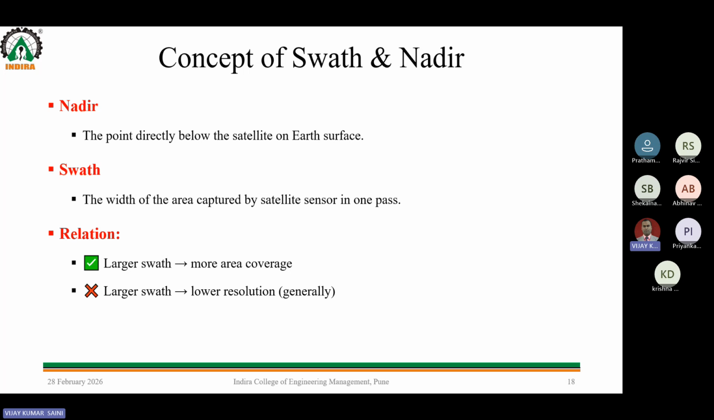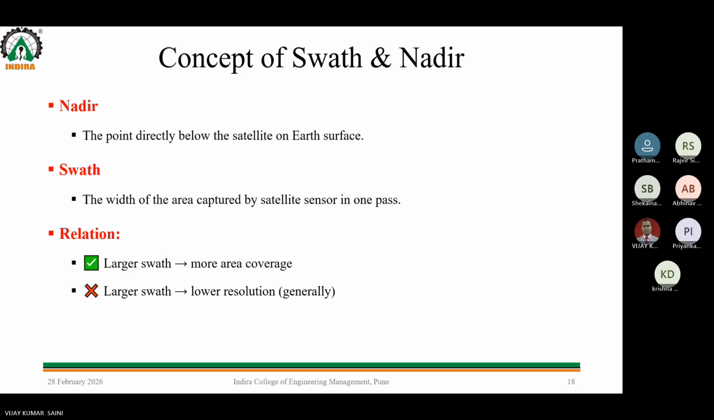Basically, I have put up an image for this particular concept, that is, what exactly is Nadir. The satellite is basically above the Earth surface. Basically, you are checking a very wide area, and Nadir is capturing the width of the area captured by the satellite.